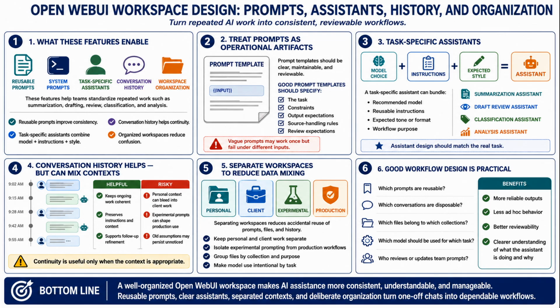OpenWebUI can support reusable prompts, system prompts, task-specific assistance, conversation history, and workspace organization. These features help teams turn repeated work into more consistent workflows. A reusable prompt can standardize instructions for summarization, drafting, review, classification, or analysis. A task-specific assistant can combine a model choice, instructions, and expected style.